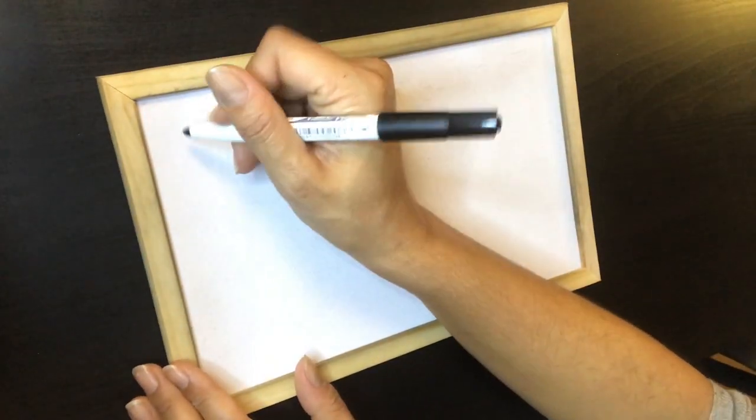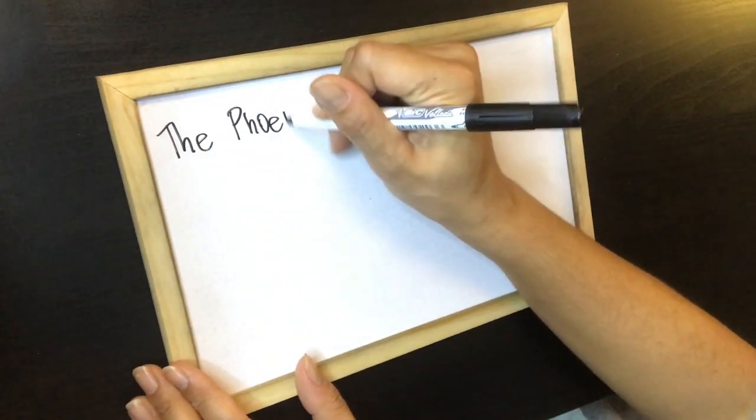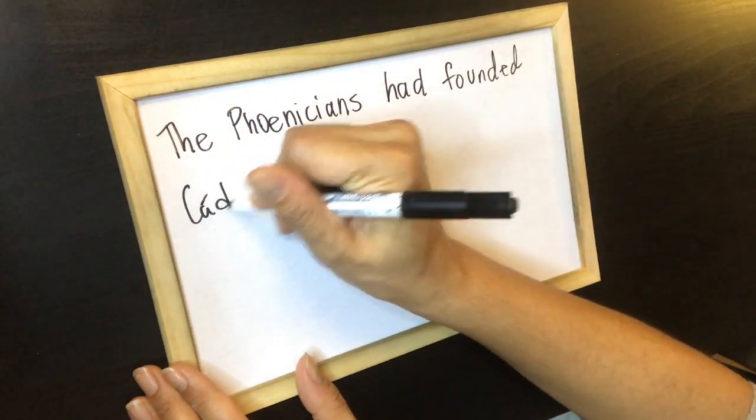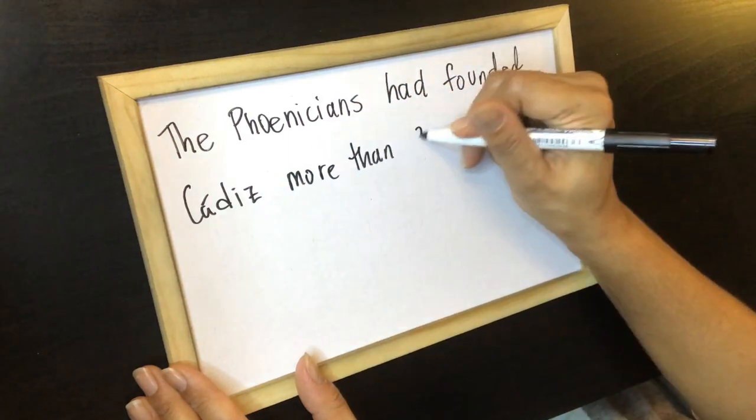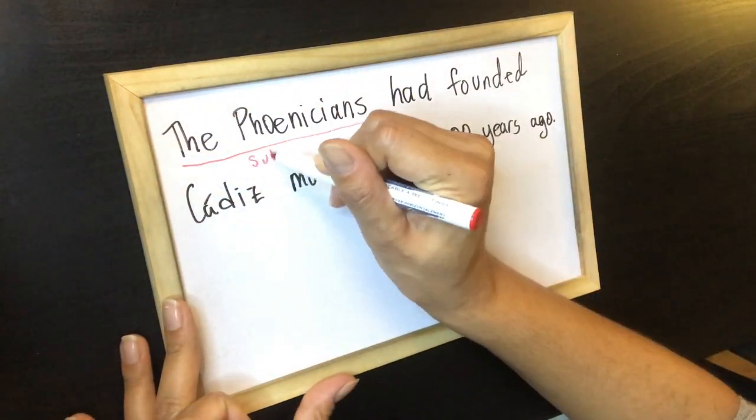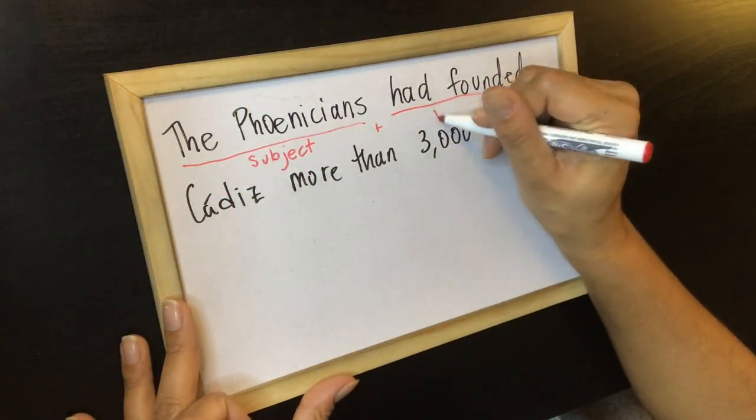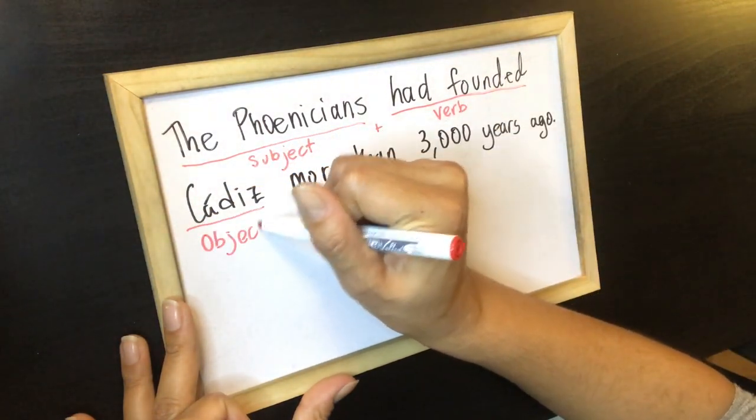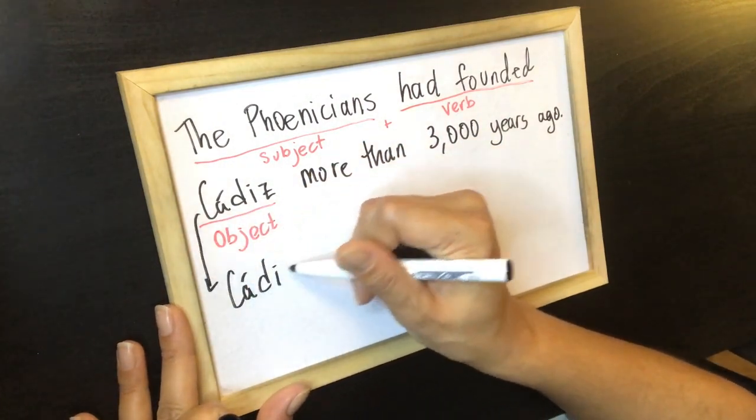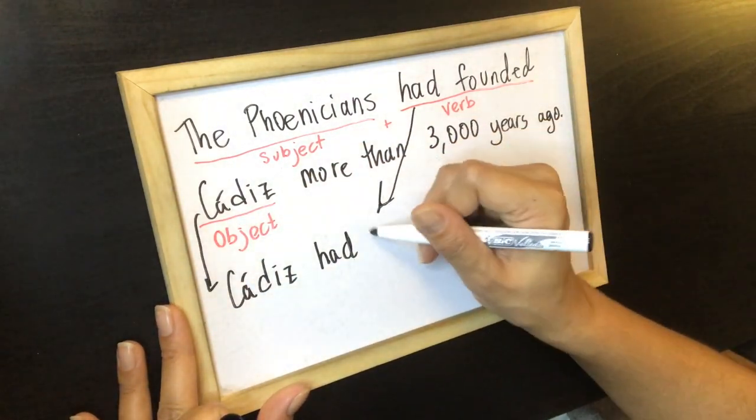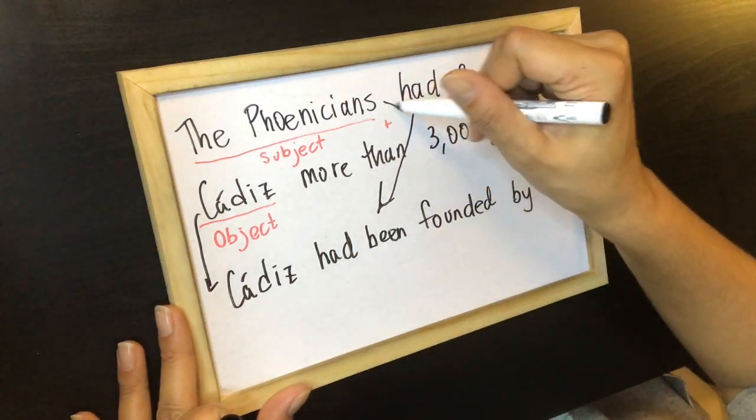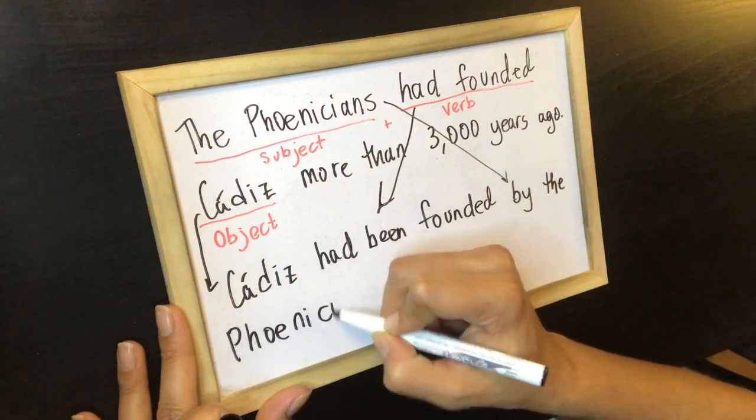What is the subject? The Phoenicians. What is the verb? Had founded. So we know that that's in the past perfect. What is the object? Cadiz. So we want to take Cadiz, which is the object, and put that into the subject position. Now, Cadiz is our subject. We need to put the verb to be to agree with third person singular, which is Cadiz. Had been, correct? Because it's past perfect. And then we take the main verb and we use the past participle, founded. Cadiz had been founded by the Phoenicians more than 3,000 years ago.